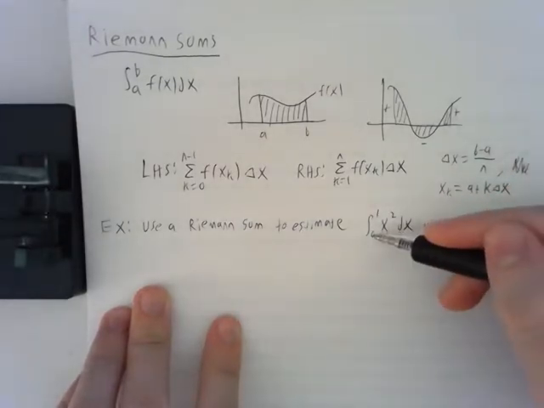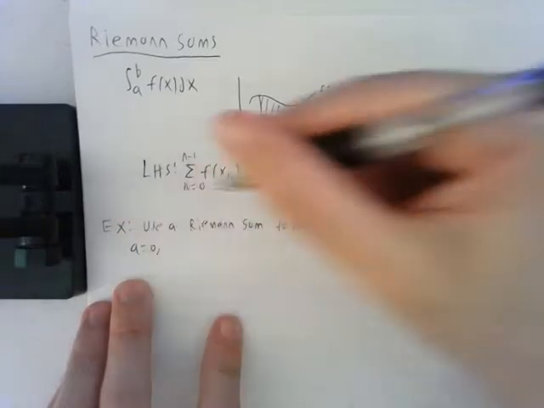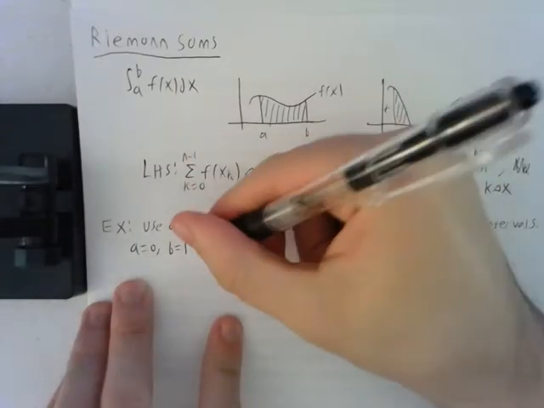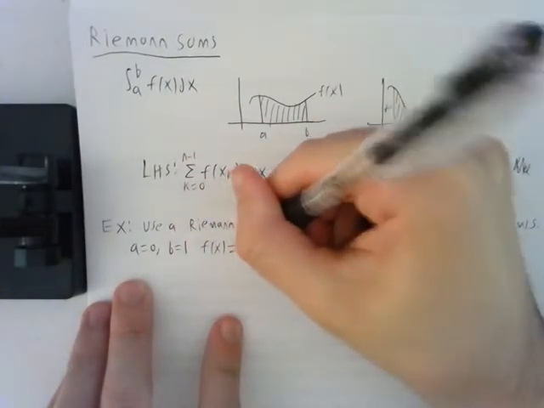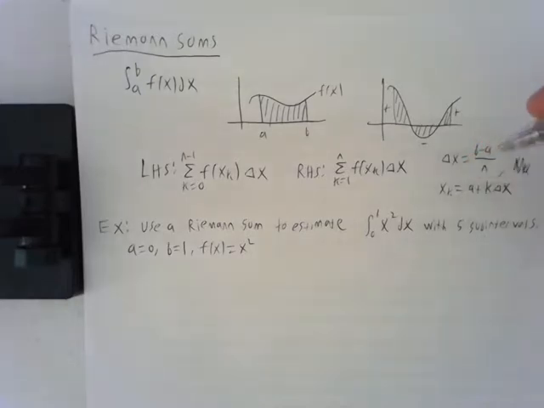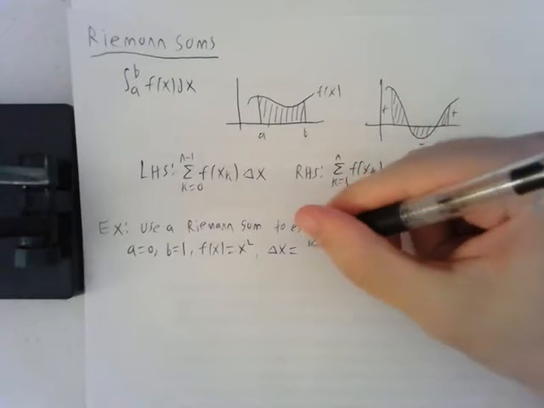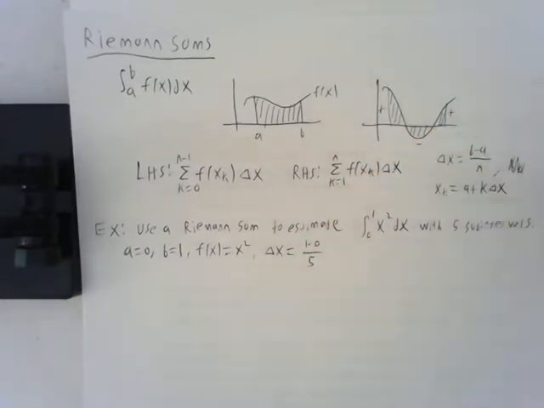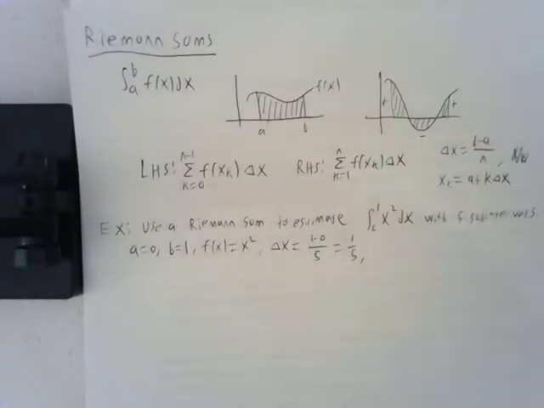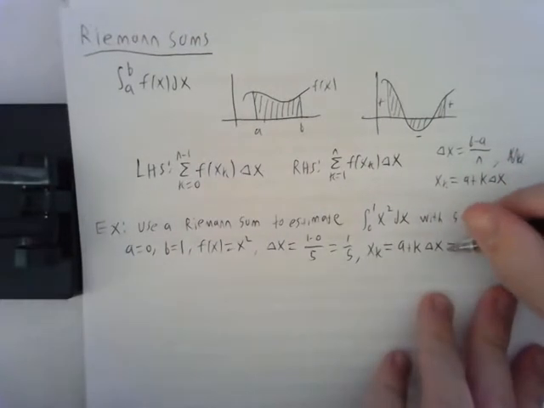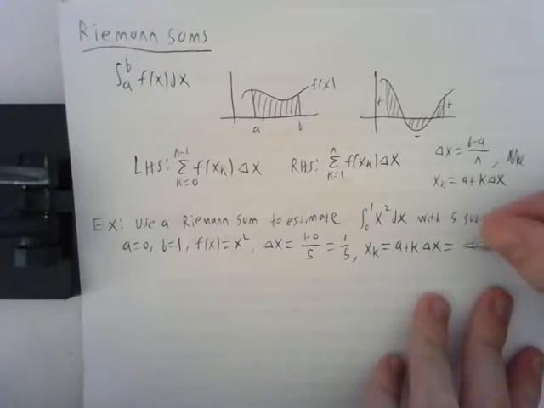So the lower bound of the integral is a, so a equals 0. The upper bound is b, so b equals 1. F of x is equal to x squared in this case. If we want 5 subintervals, then our delta x is equal to 1 minus 0 divided by n, which is 5 in this case. So delta x is 1/5, and x sub k is equal to a plus k times delta x, which in our case is going to be equal to 0 plus k delta x, or k divided by 5.